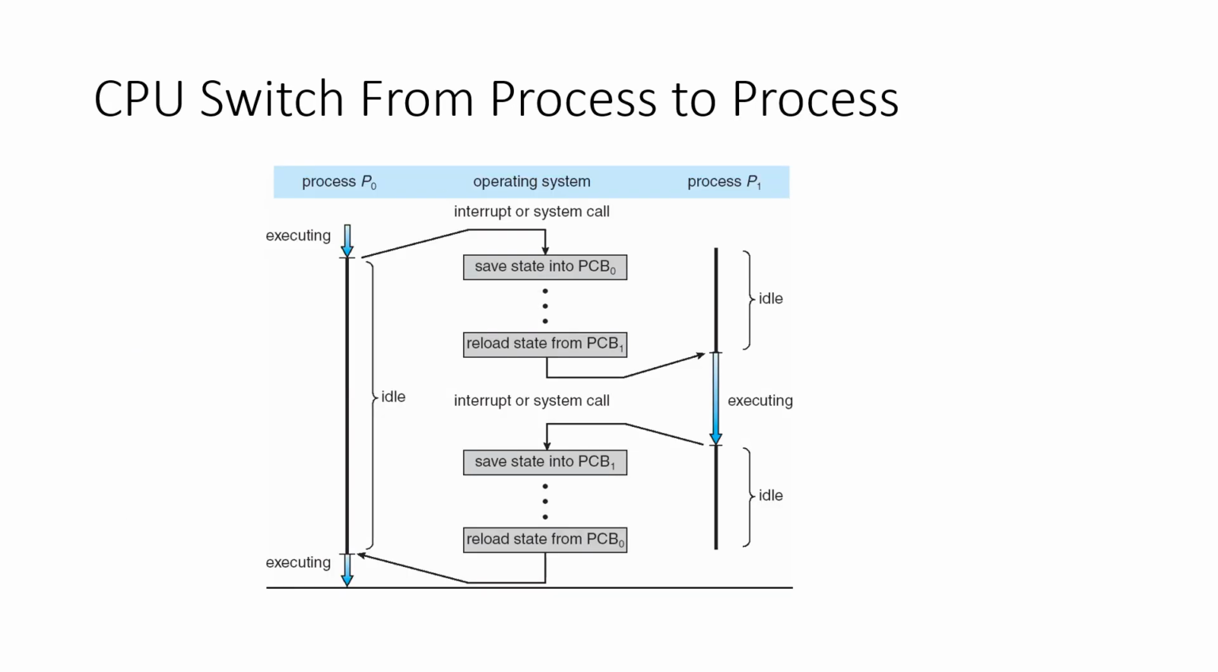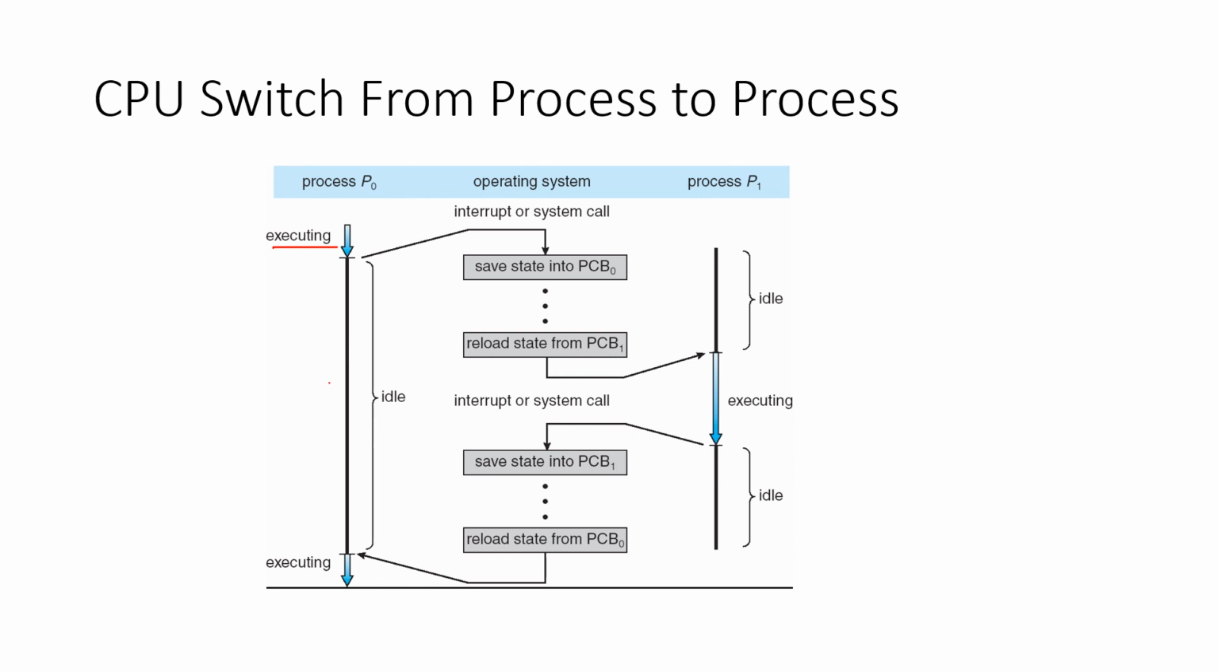Next, we will study the CPU switch from one process to another process. Supposing process P0 is running. So here you can see that P0 is getting executed. It's in running state. At this point, supposing an interrupt or a system call comes from process P1. In that case, the operating system will save the state into PCB0. What is PCB? Process control block. So this is the process control block for process 0. The 0 here indicates the process control block for process 0.